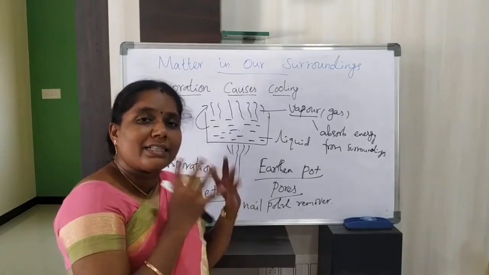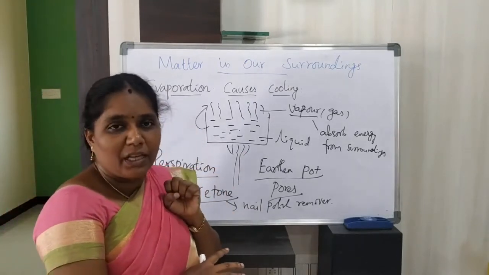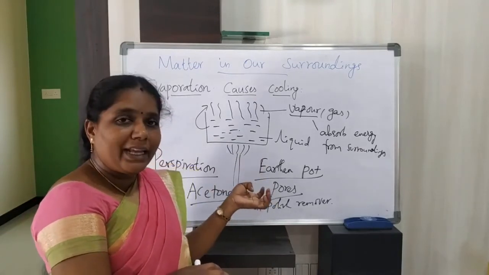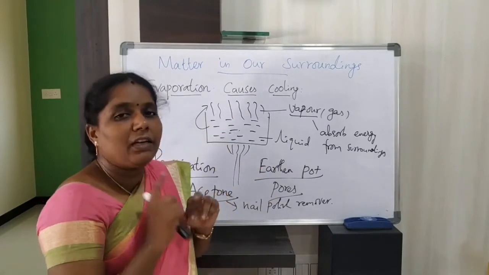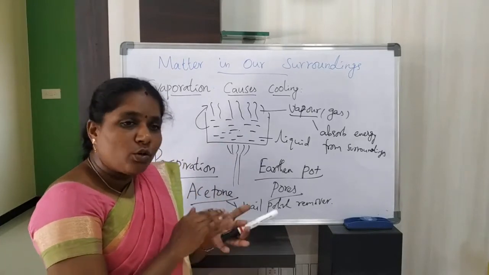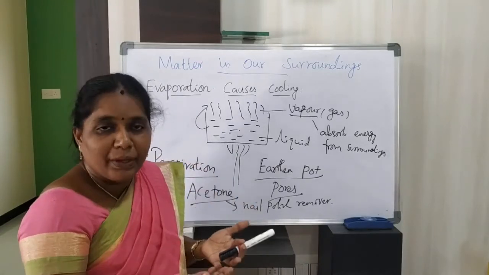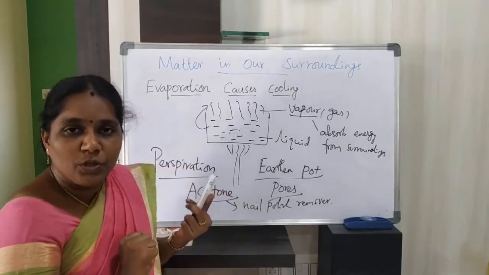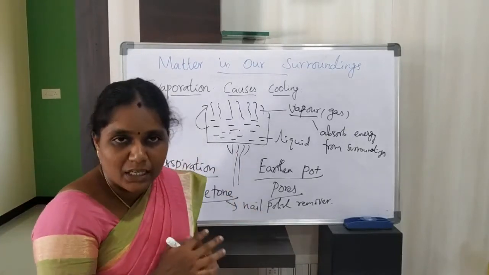That acetone acts as a nail polish remover, and it absorbs energy from the surroundings, so we feel cool in that place. So here, acetone evaporates and absorbs energy from the surroundings and we feel cool. In the same way, if we pour some petrol on the palm, what happens? We feel chillness because petrol evaporates fast. Because of the rate of evaporation, it absorbs energy from the surroundings, so we feel cold. So here also evaporation causes cooling.